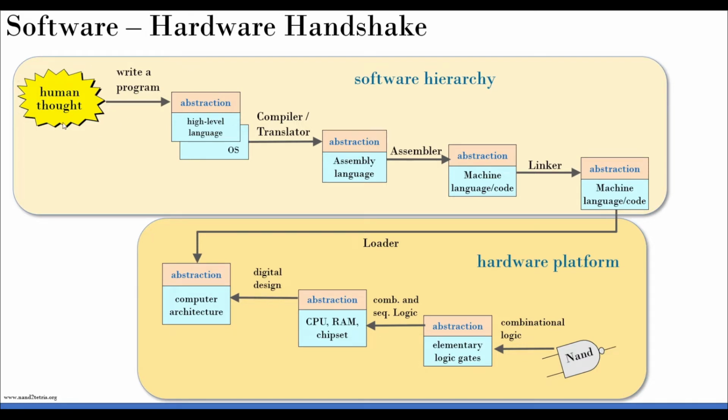So we have some thought, we want to make it work, so we write a program, and that program is written in a high level language like MATLAB or Python or maybe C, and that is governed by your operating system, right? The OS will have a compiler or a translator which will convert this high level language into a low level language like assembly language. So that is the first step.